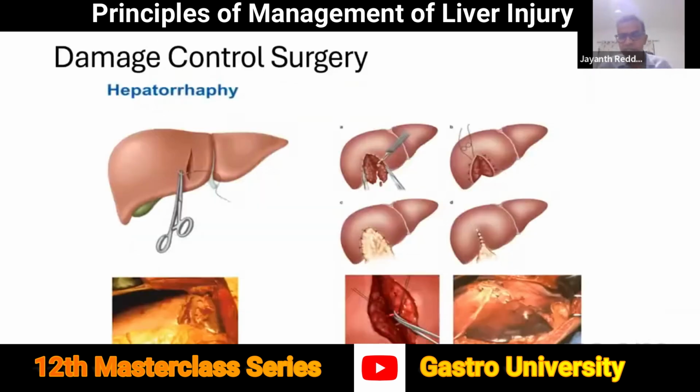A lot has been written and described about hepatorrhaphy, use of omentum. Again, just packing and getting the two edges together, and these can be used as adjuncts, but not as a primary thing. Trying to take a suture, especially in these, invariably it's going to cut through and worsen the bleeding further.